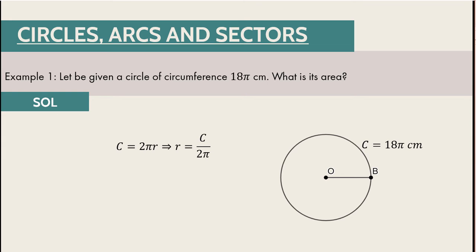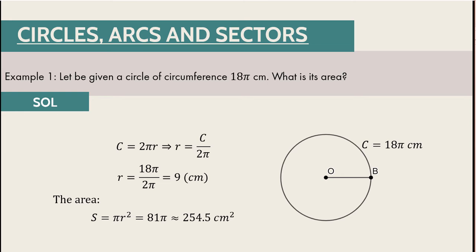From the formula circumference equals 2 pi r, we can imply that r is equal to c over 2 pi. And now we will try to find the value of r. 18 pi divided by 2 pi equals 9 centimeters. So the radius is 9 centimeters. Now we can calculate the area. Pi r squared equals 81 pi, and it is approximately 254.5 square centimeters. Have you got the correct answer?